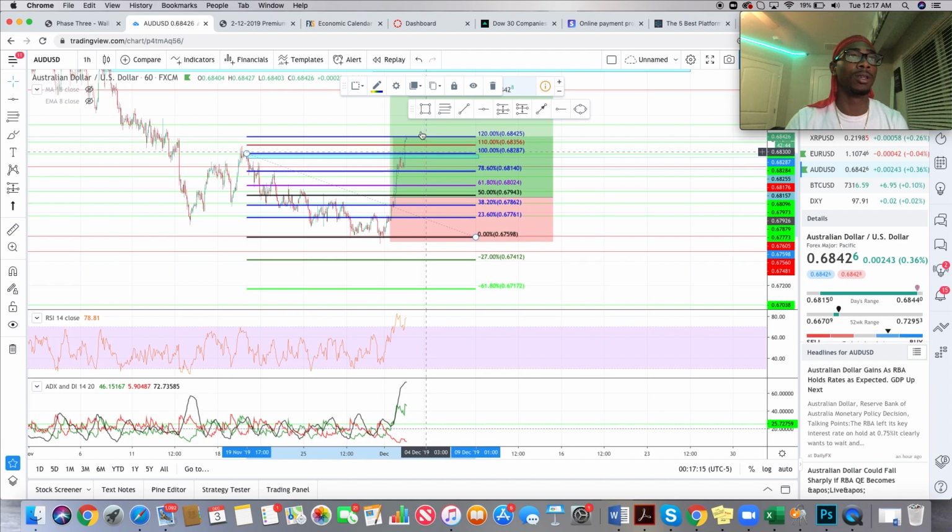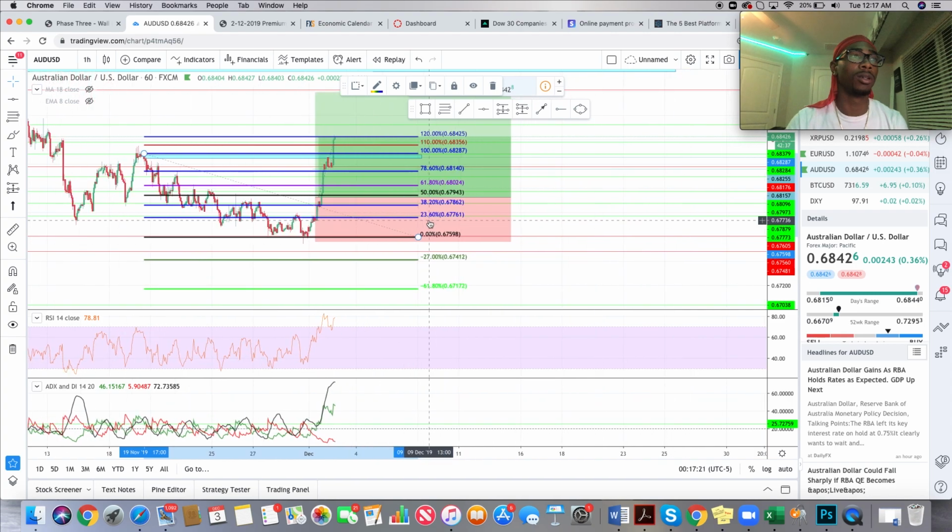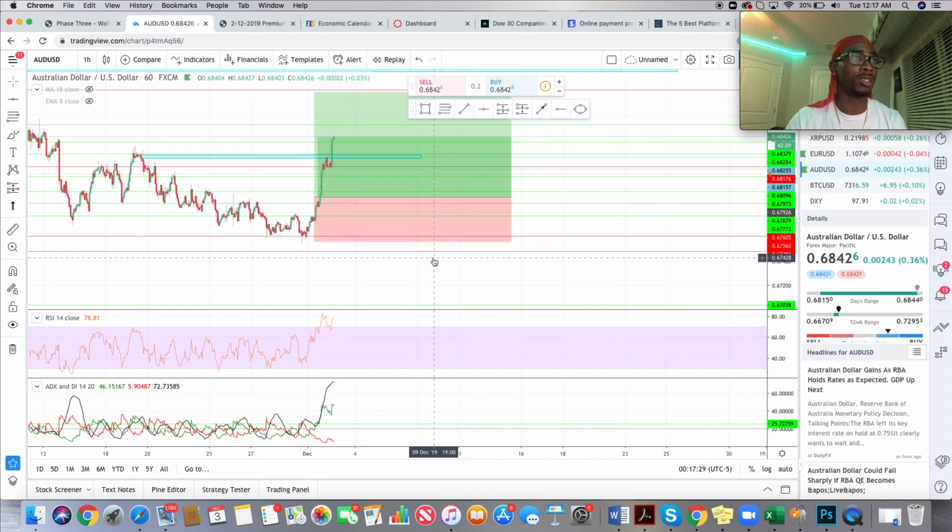And right now, it's indicating to me that it is most definitely in a breakout. Most definitely. It's going over this 120 level, and that's a clear sign to me that it is.